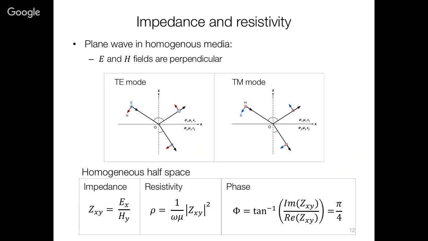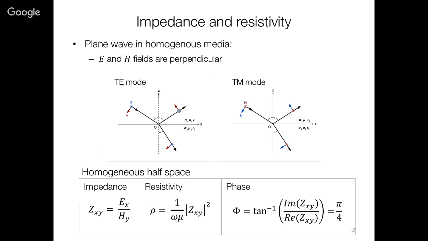The other mode is the TM mode, transverse magnetic. In that case, the magnetic field is parallel, and the electric field will be perpendicular. Those are actually two very important different kinds of waves, and they interact very differently with the Earth. For a half space, it doesn't matter, of course. The impedance is just Ex upon Hy.